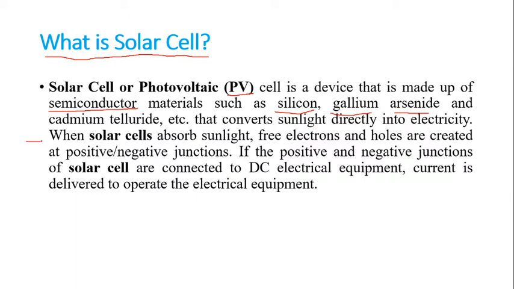Now, when the solar cell absorbs sunlight, free electrons and holes are created at the positive and negative junction. We can also call it a PN junction. And if the positive and negative junctions of the solar cell are connected to DC electrical equipment, the current is delivered to operate that electrical equipment. So whenever we directly connect our DC electrical equipment to the solar cell, the positive and negative junction will send the electrons and operate that DC equipment.